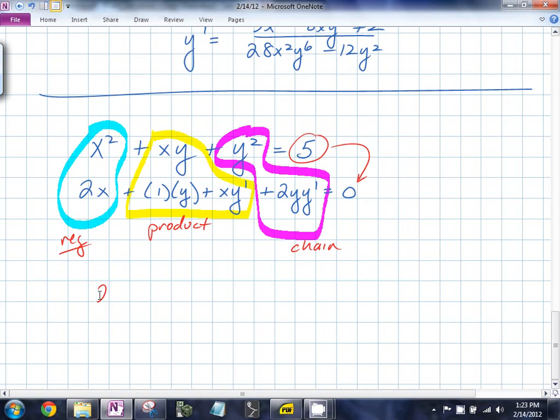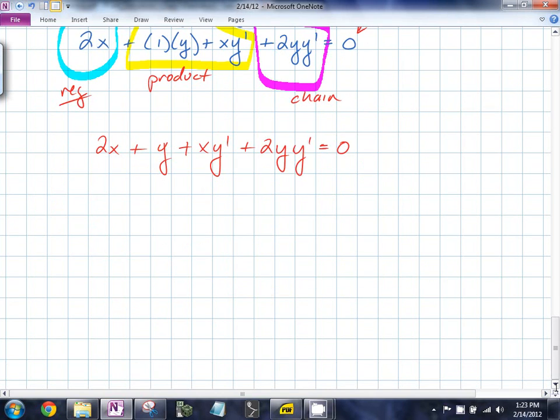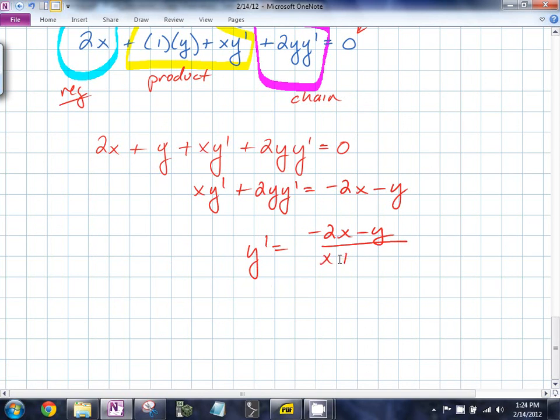So we have 2x, I'll just write this out, plus y plus xy prime plus 2y y prime is equal to 0. What do we isolate? Y prime. So we have xy prime plus 2y y prime is equal to negative 2x minus y. So y prime is going to equal negative 2x minus y over x plus 2y. And you are done. You're absolutely done.